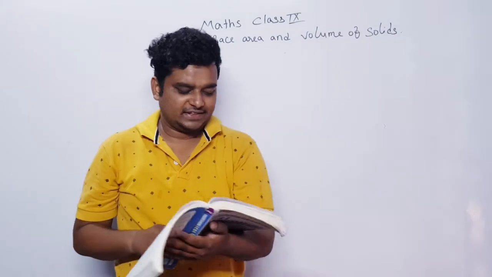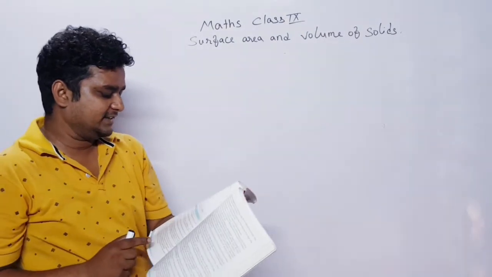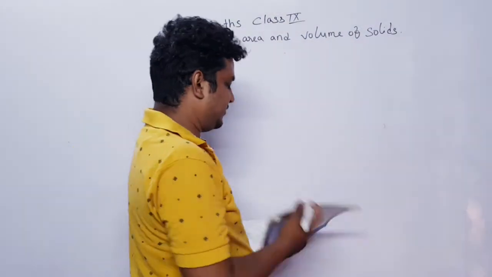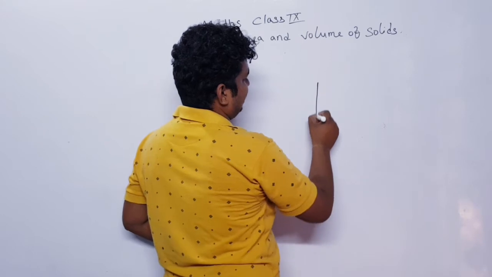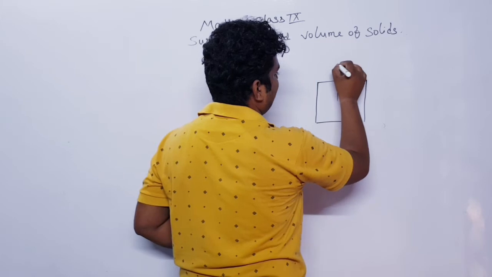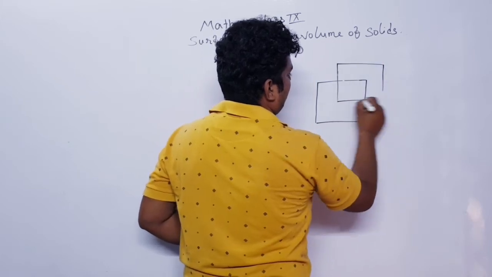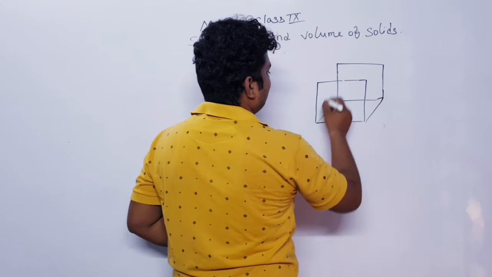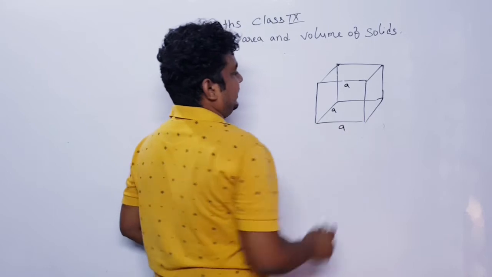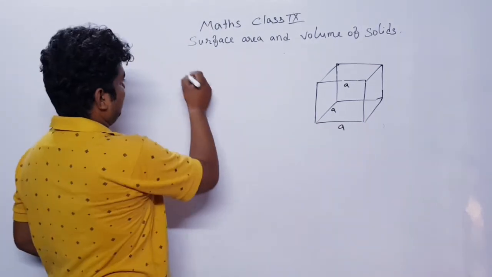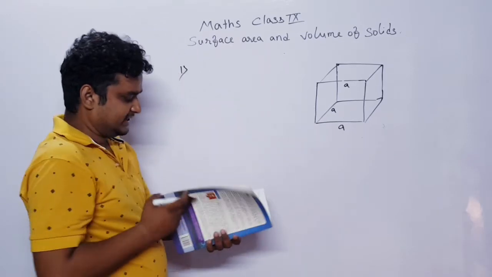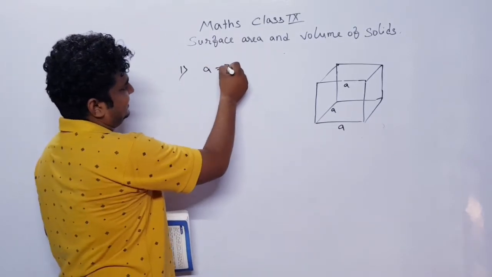Coming to the first question of the exercise, it is given: find the surface area and volume of the cube whose one of the edges is 7 centimeter. First of all, we need to find the surface area and the volume of the cube. Cube is this type of figure, I already explained that, where all the sides are equal, length A, breadth also A, and this particular height is also A. Here it is given that the edge is 7, so A equals 7.